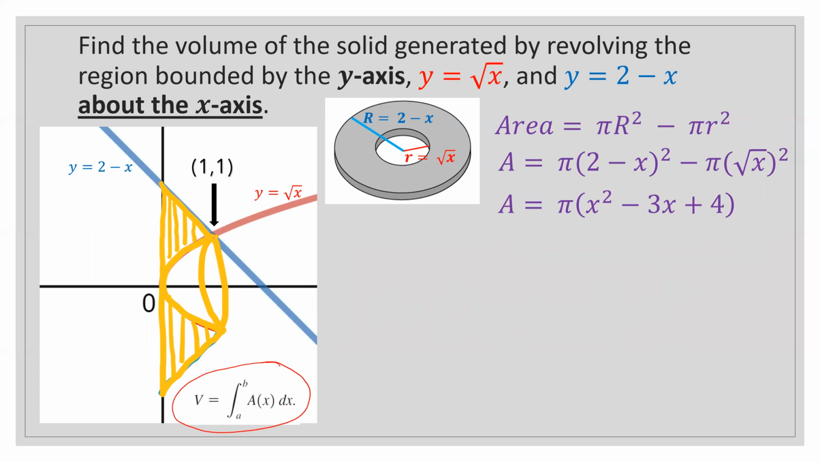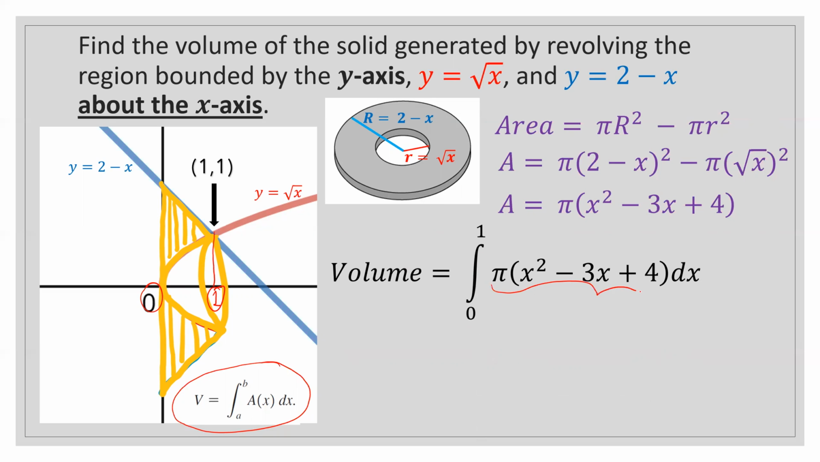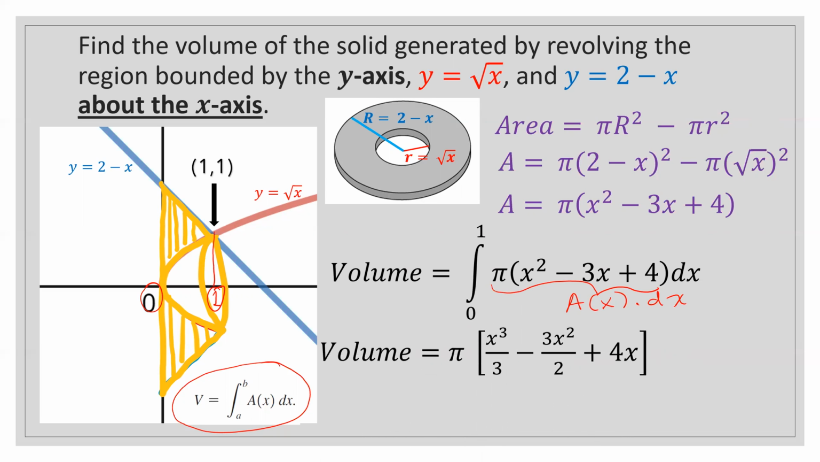So we're looking at the integral from 0 to 1 of the area dx, A(x) dx. Okay, and then go ahead and take the integral. You'll get something like that. And we evaluate from 0 to 1, right? When you plug in the values and do the calculations, you get 17 over 6 pi. And that is the volume of that shape.